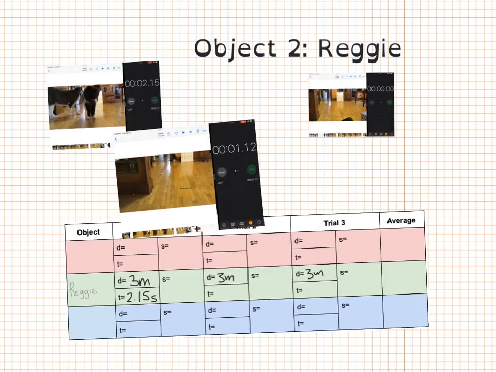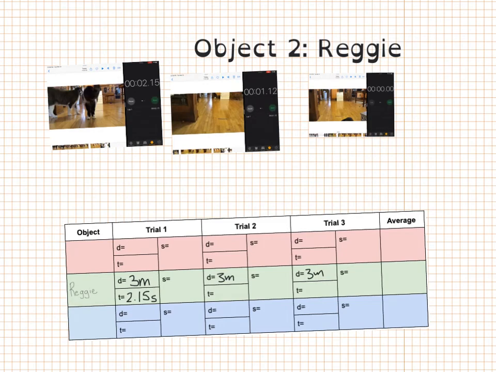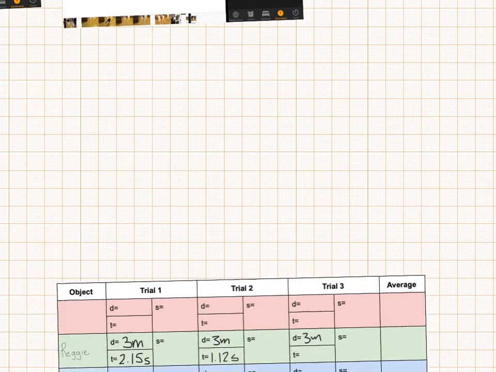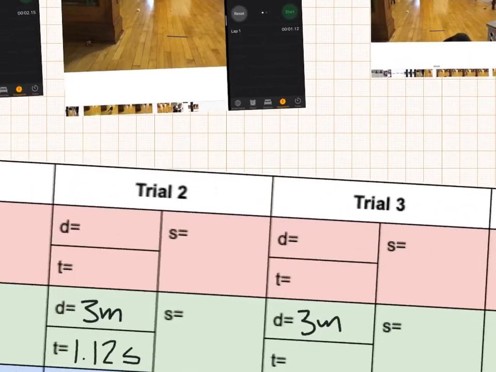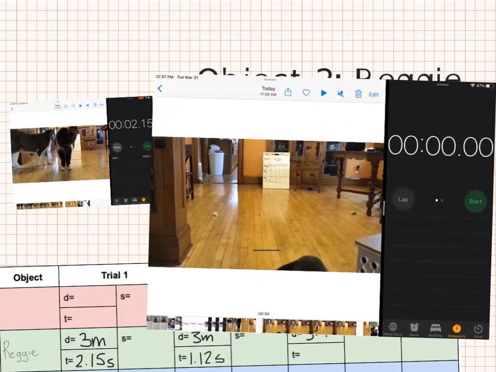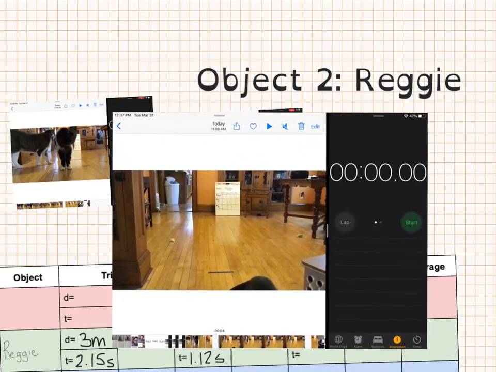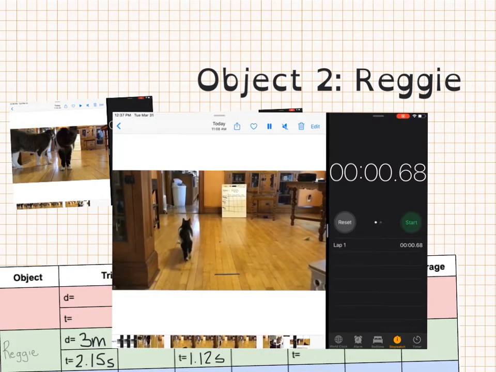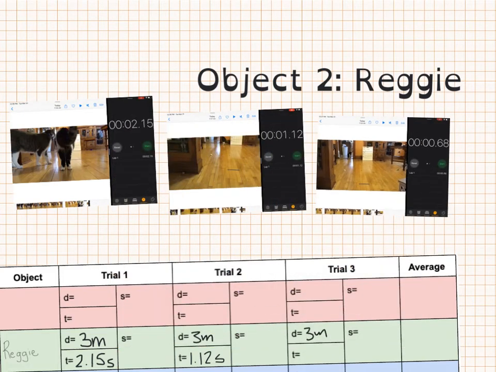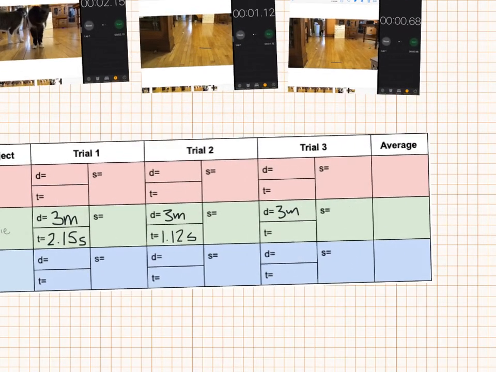1.12. That one was a little faster. I would not be surprised if when food is involved, this cat is faster than Brooklyn. All right. And our last trial. Ooh, real fast. 0.68. That one, he thought he was getting food.